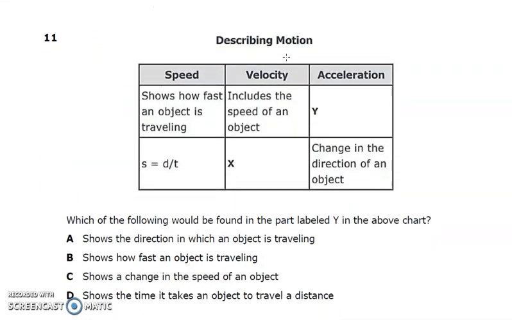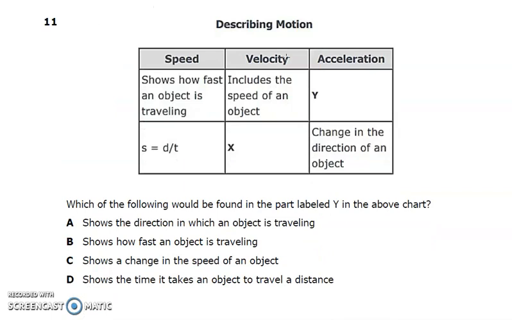Number 11. Which of the following would be found in the part labeled Y in the above chart? A, shows the direction in which an object is traveling. B, shows how fast an object is traveling. C, shows a change in the speed of an object. D, shows the time it takes an object to travel a distance.